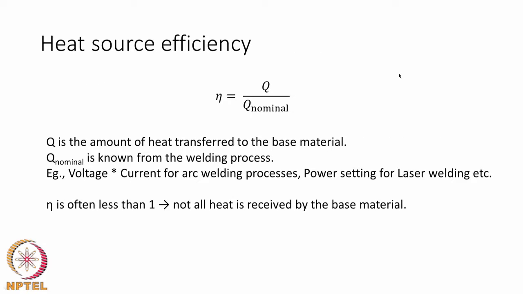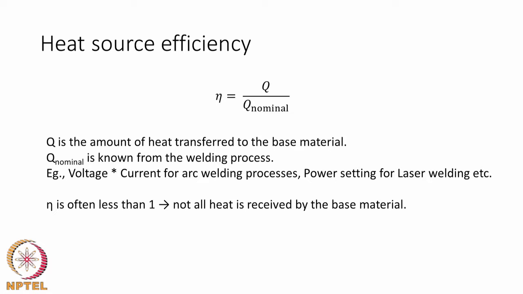So, we often refer to the efficacy of how the heat source is able to deliver the heat to the material using a parameter called heat source efficiency. Heat source efficiency is nothing but the ratio of two quantities. On the numerator, you have basically the amount of heat that is actually transferred to the base material, and the denominator is the amount of heat that is nominally provided by the welding process. So, very often the nominal heat is drawn from the socket in the case of electric arc, or it is a setting on the laser welding setup, etc.